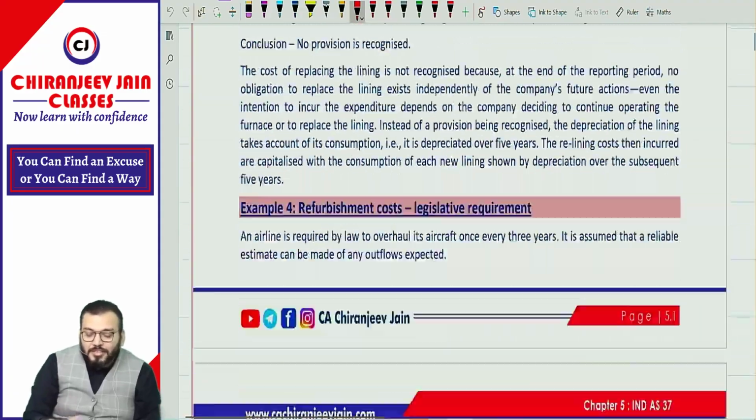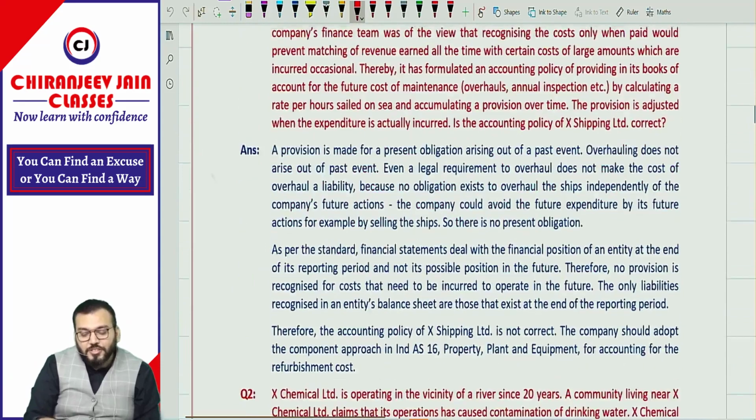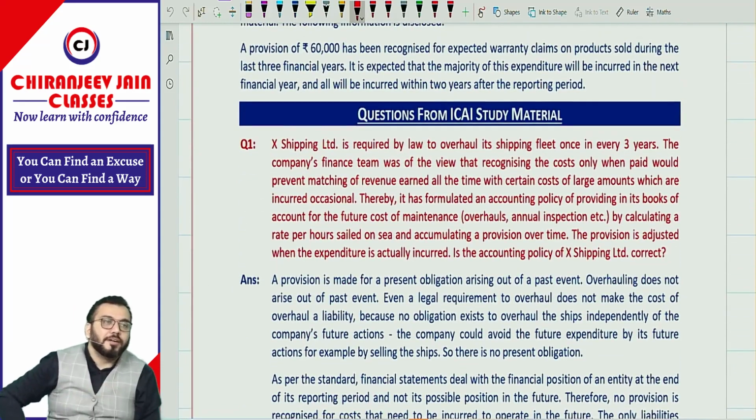Then you can see after the examples, what is given? Let's see. Questions from the ICAI study material.